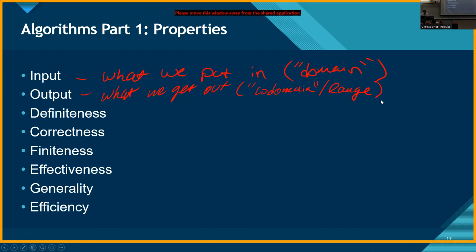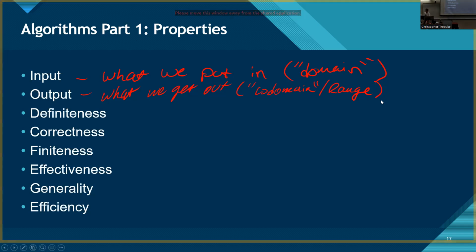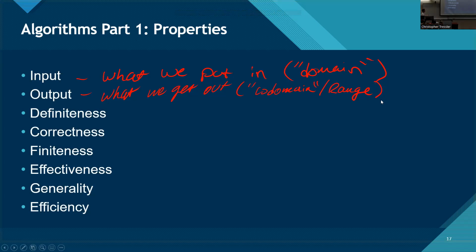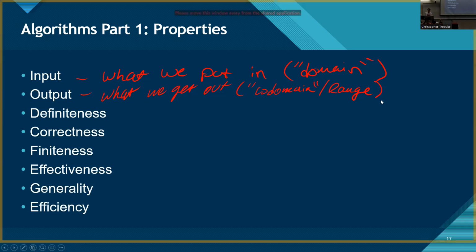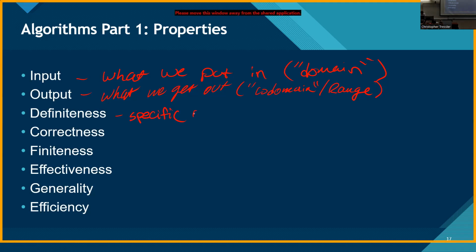Definiteness, however you pronounce it. But basically, what does this mean? Any guesses? Yeah, so what this really means is that the algorithm is defined properly, which means that basically you have the same steps each time in the algorithm. So you always have a specific order of steps in an algorithm. So I'm going to write specific order of steps.